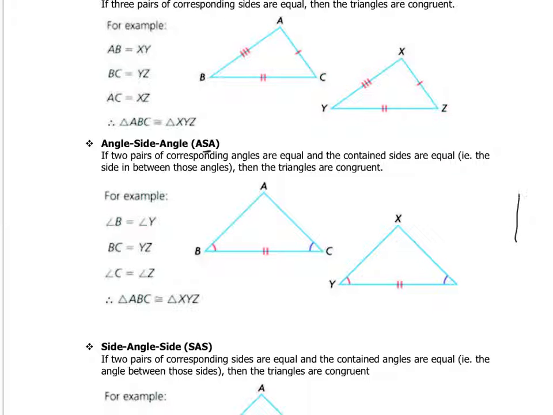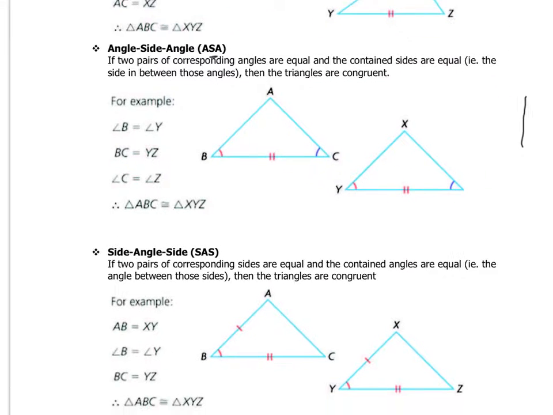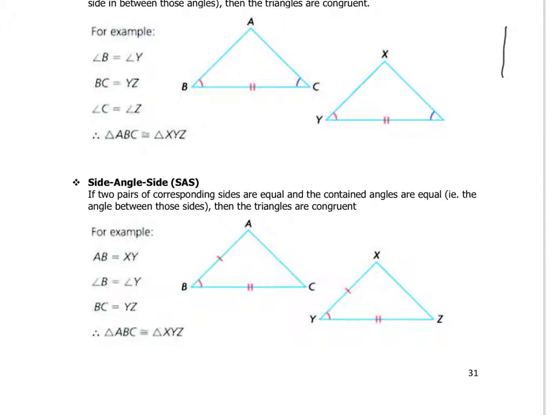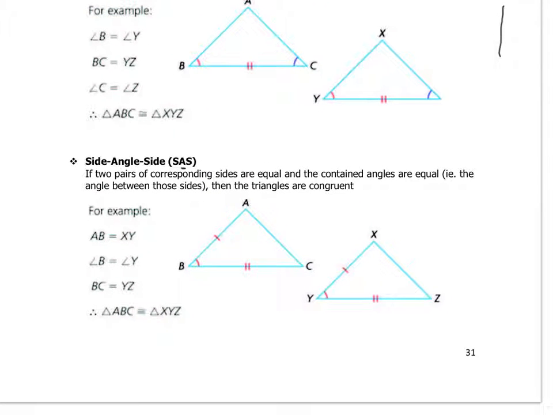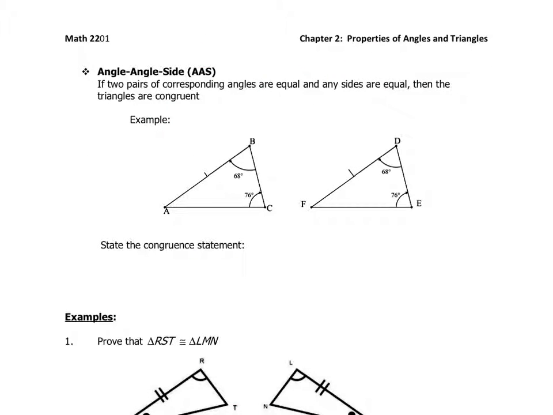And the last, next one, is side angle side. So basically, as the name suggests, if there's an angle in between two known sides that are matching up, then that's enough to show that triangles are congruent. And again, you would have to state the congruent statement matching up the correct vertices as they have there in the examples. And the last one you need to know is angle, angle, side.